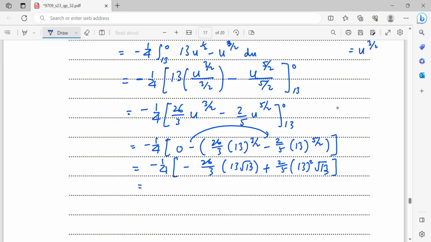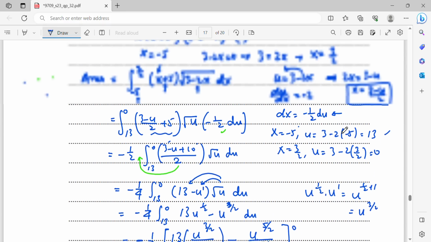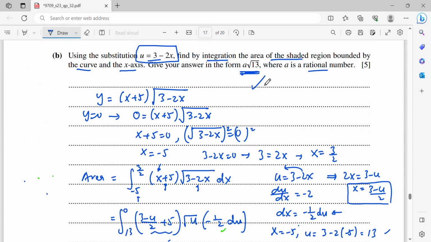Okay, so times in the minus 1 over 4. Then you will get 169 over 6 square root 13. Then you times into the next term, it will be negative 169 over 10 square root 13. So when you simplify this, at last you will get 169 over 15 square root 13. So that's the solution of this question, because you need to leave your answer in a square root 13.